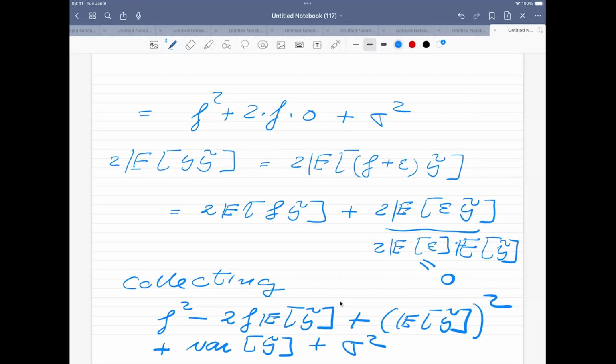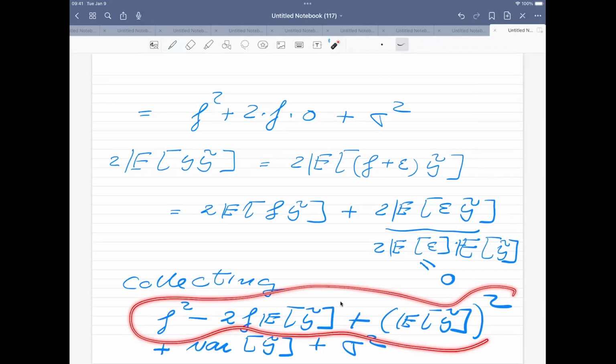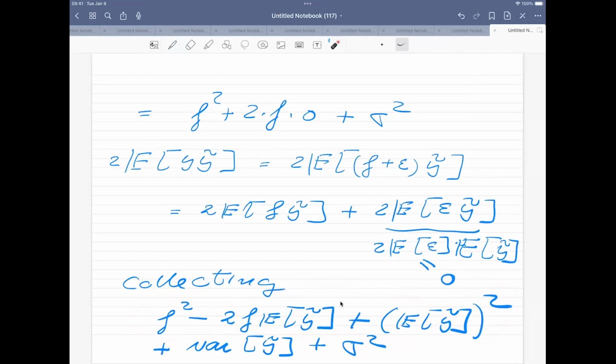Now, what we have now is something we can rewrite in terms of two expressions. So I'm going to collect this one, and I'm going to call that a bias. And you will see why we call it a bias pretty soon. And this is going to be the variance of the model itself.